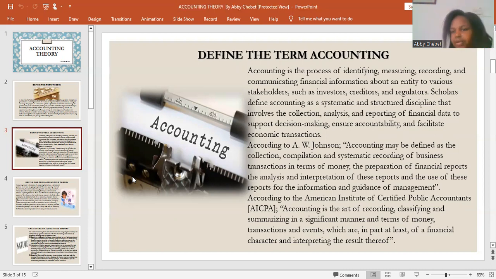And according to the American Institute of Certified Accountants, accounting is the art of recording, classifying, and summarizing in a significant manner in terms of money transactions and events, which are in part, at least, of a financial character, interpreting the results thereof.